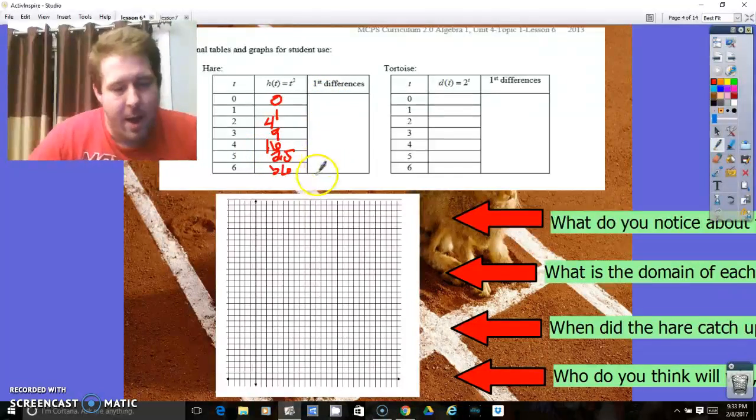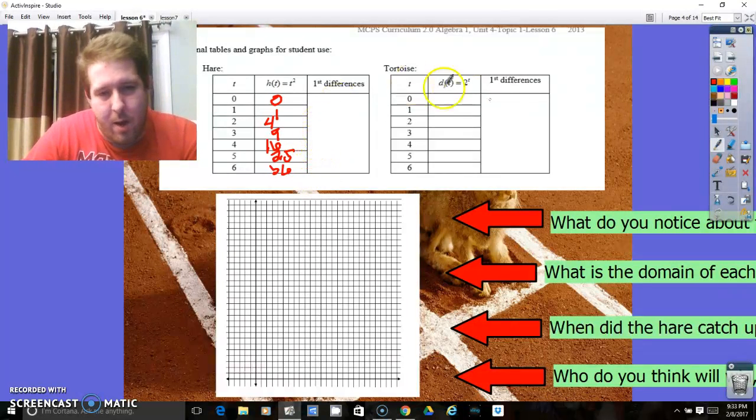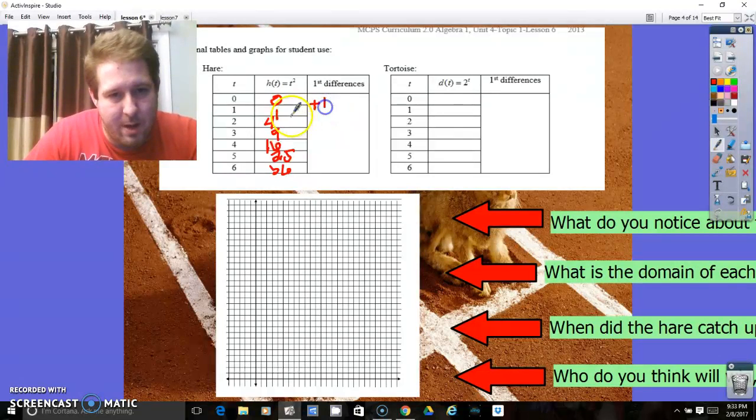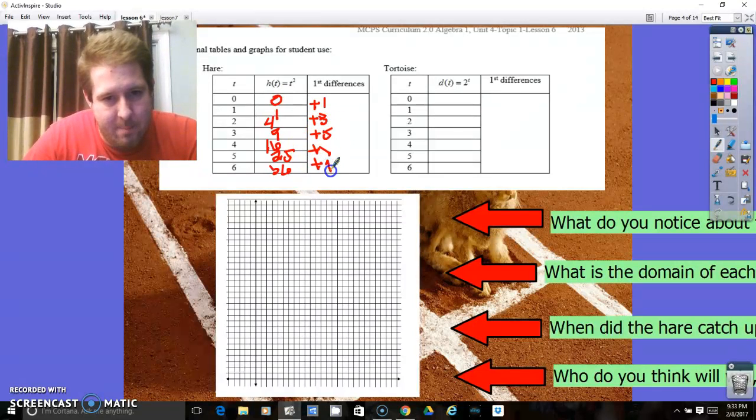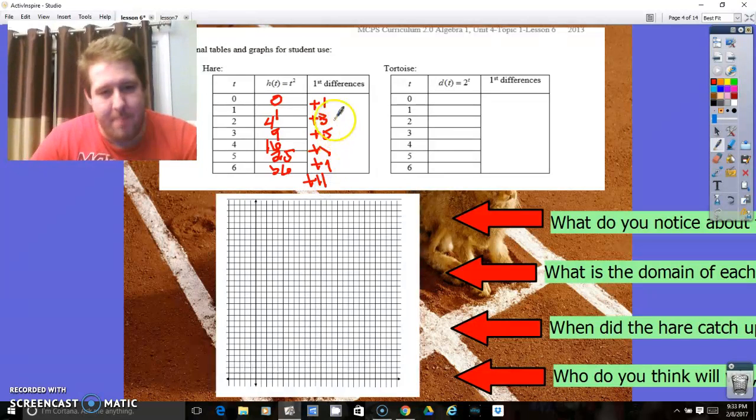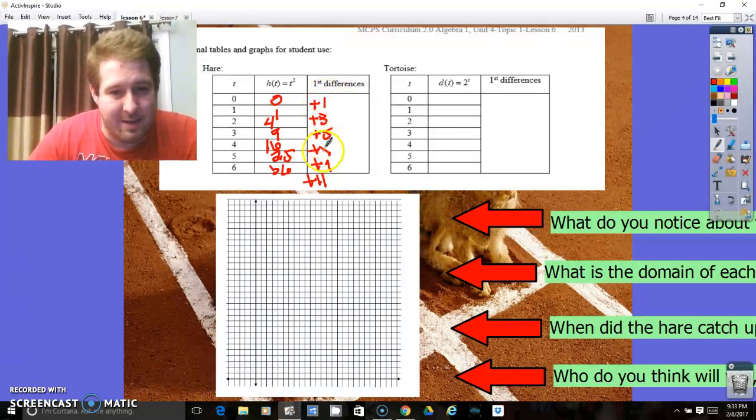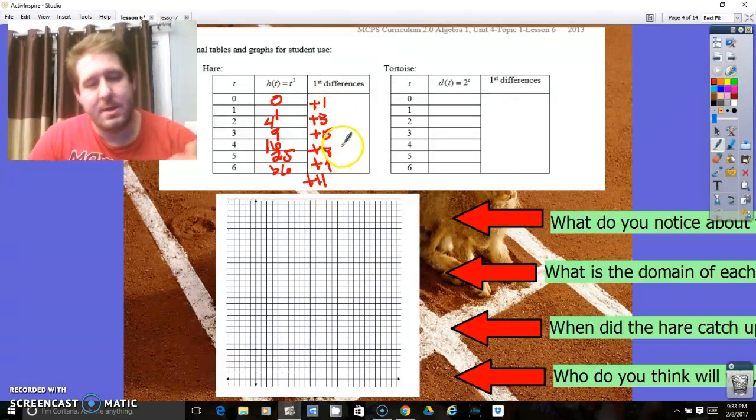So that's easy. Now, I'm going to do something really weird here. Actually, over here it's going to be really weird, but over here it's not so weird. So that's plus 1, and that's plus 3. And then it goes to plus 5, and then plus 7, plus 9, plus 11. Now, that makes sense because quadratics have a second difference. That's plus 2, plus 2, plus 2, plus 2.